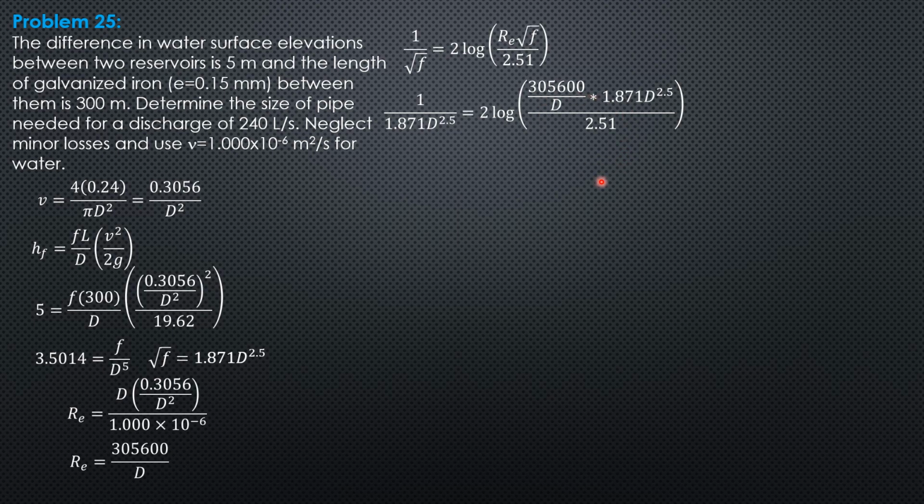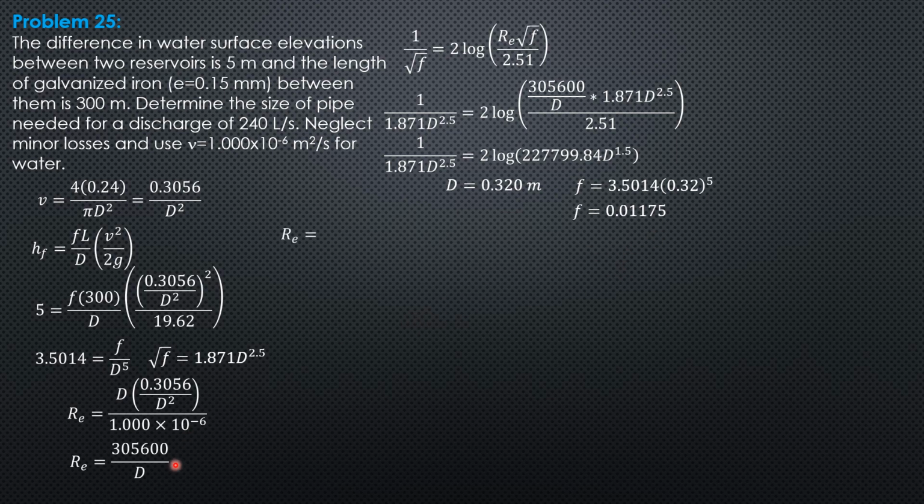So let's simplify first this quantity here. 1 over 1.871 d to the 2.5 equals 2 log of 227,799.84 d to the 1.5. D to the 2.5 over d is d to the 1.5. So using the high-tech calculator, solving for d is 0.320 meter. Then from here, we can solve for f, which is 3.5014 diameter to the fifth. So 3.5014 times 0.32 to the fifth. So friction factor is 0.01175.